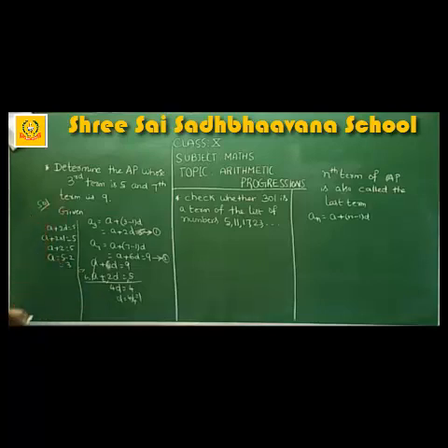So we can write the AP. What is the general form of AP? We have a, a plus d, a plus 2d, and so on. What is the a value? 3. a plus d is 3 plus 1. Next, a plus 2d is 3 plus 2 into 1, and so on. You can write it as 3, 4, 5, and so on.